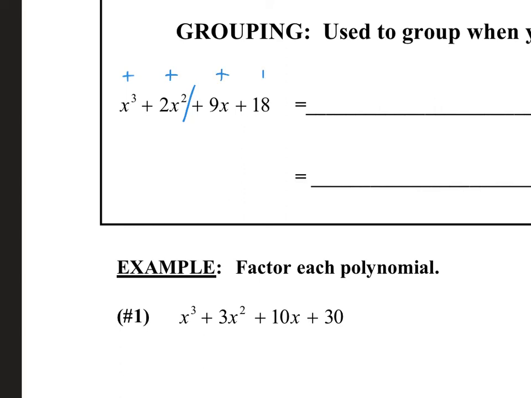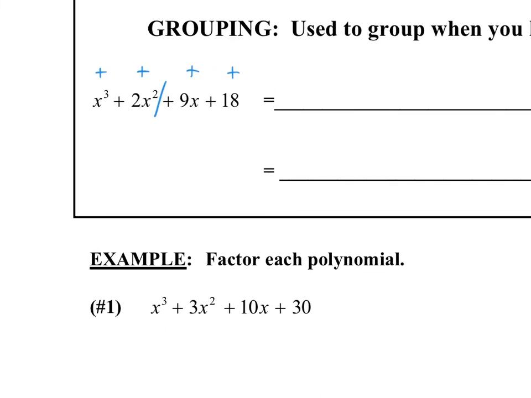Those are also positive. So these signs match up. We got positive and positive and positive and positive. But if they did not match up, if they were positive and negative, we would have to pull out a negative and do something a little bit different, which we'll talk about for the next problem. But for now, we're good.